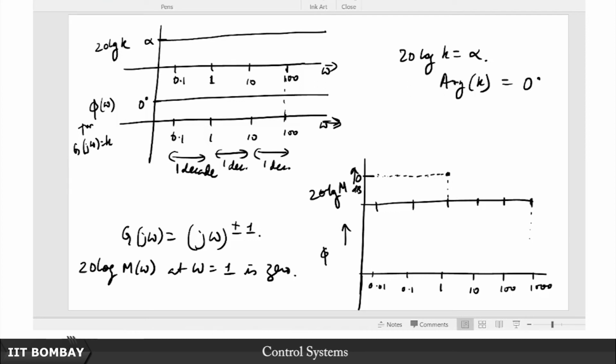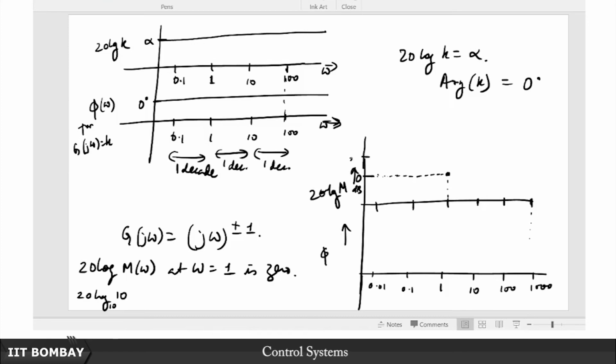Yeah. So let me do that. Now what happens when omega is 10? You pass it through this logarithm here, and this becomes 20 log 10 to the base 10. So this is just 1. So this goes to plus 20.